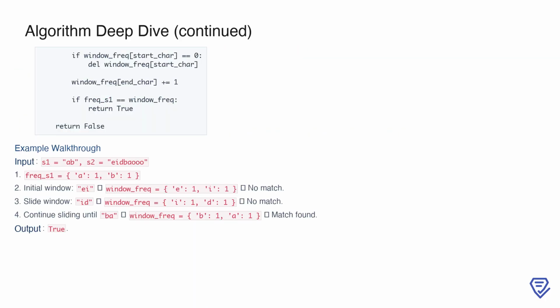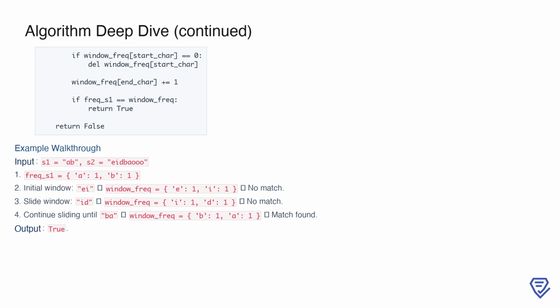If the initial window does not result in a match, we proceed to slide the window across S2. For each step, we adjust the frequency dictionary of the window by decrementing the count of the character that is leaving the window. If the count of this character becomes 0, we remove it from the dictionary entirely to keep the dictionary clean. Next, we increment the count of the character that is entering the window.